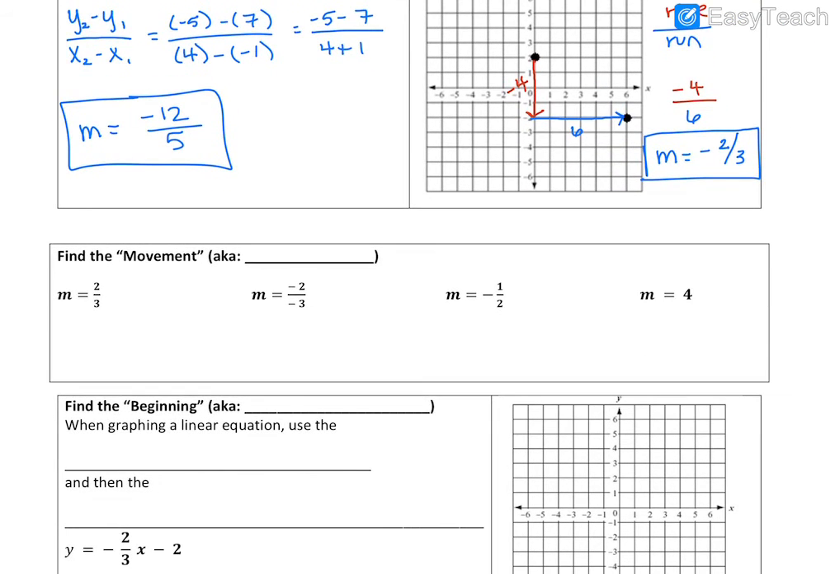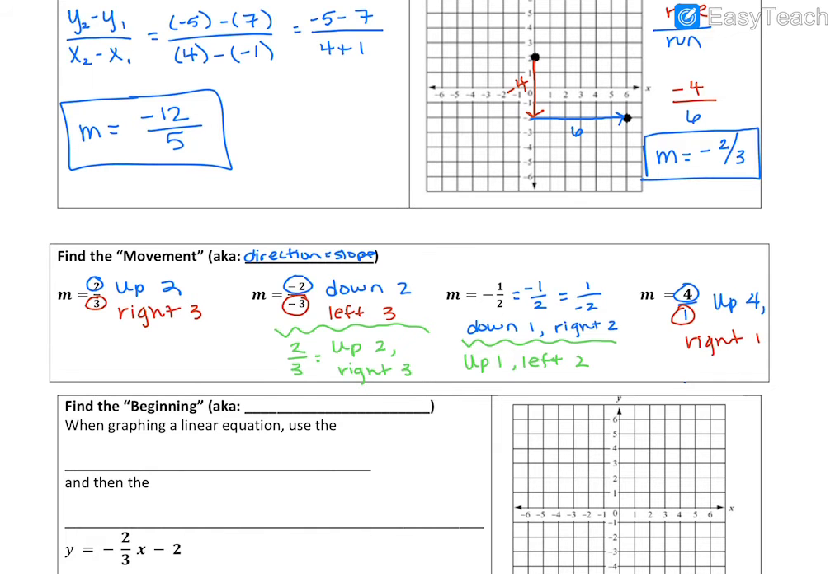So being able to identify the movement. The movement is the direction that you're moving from point to point, and you can tell the direction from the slope. So our rise here is 2, which tells us that we're going to go up 2. And the run is positive, so we're going to go to the right 3. So we move up 2 to the right 3. Go ahead and pause the video, and I want you to try and figure out the other 3.